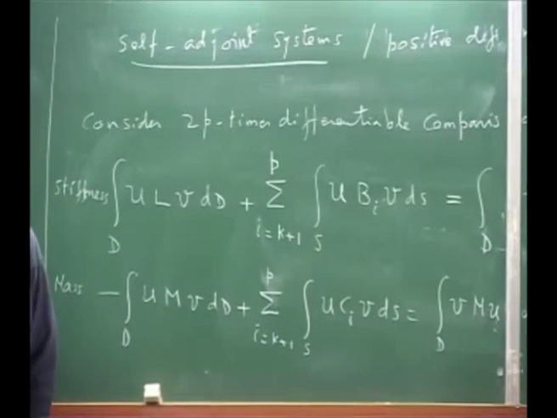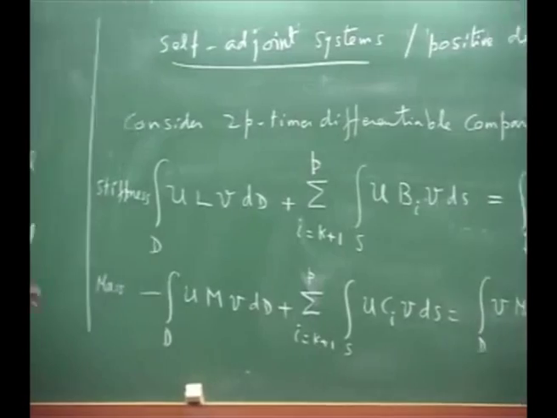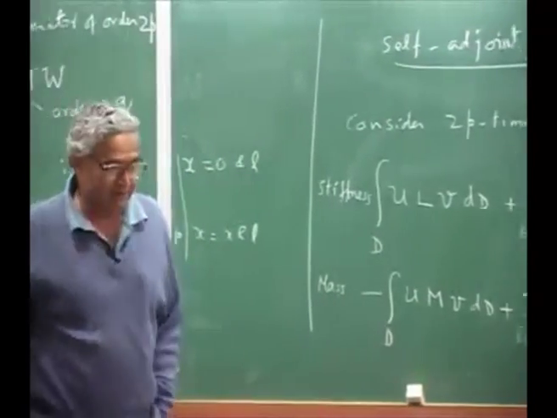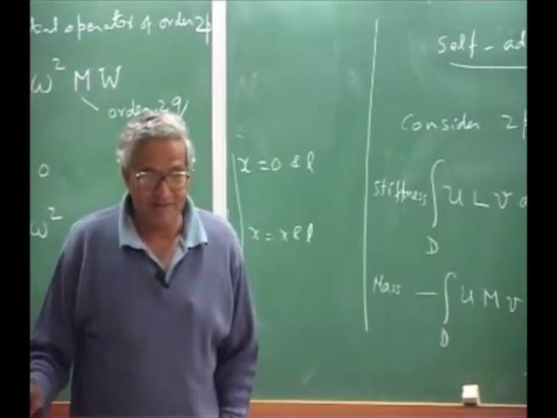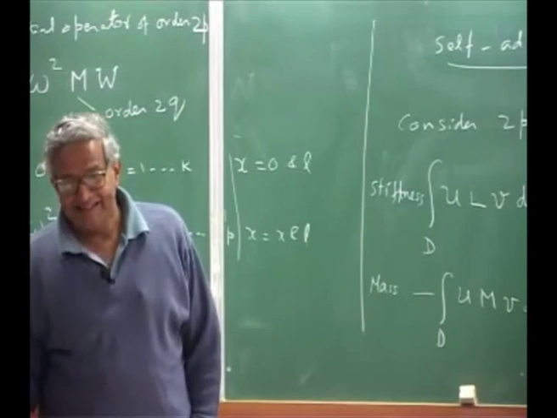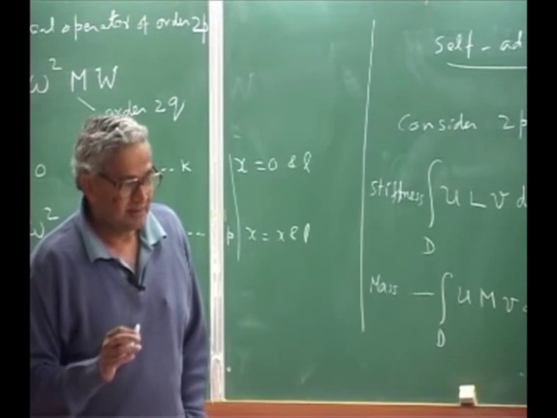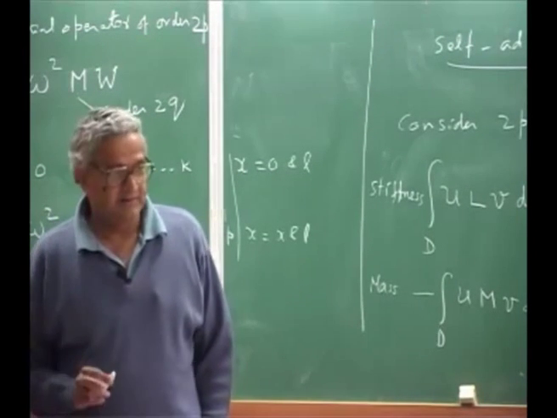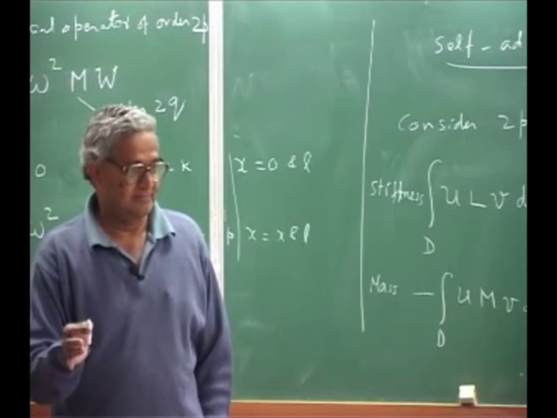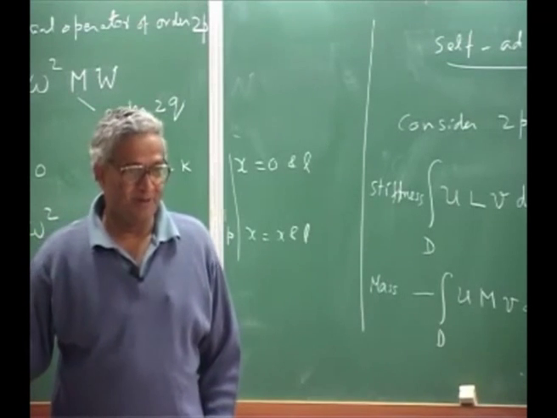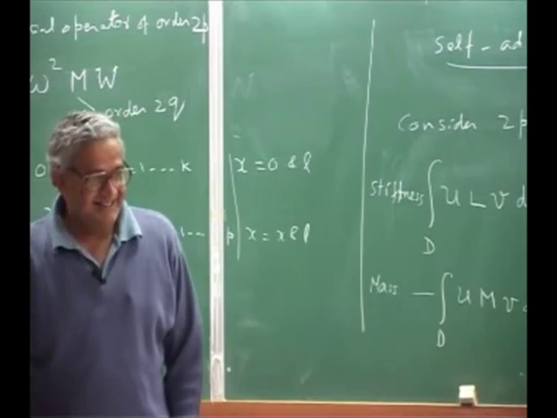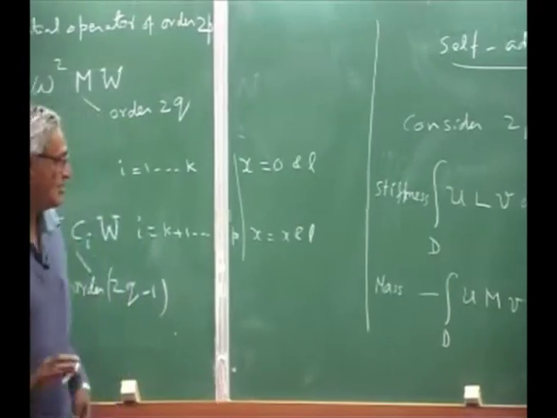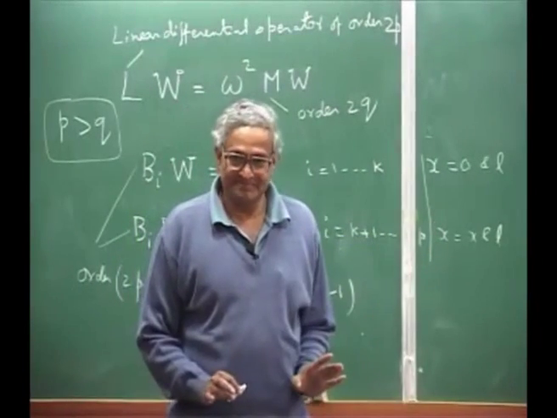Now the question is, if it is self-adjoint, you have a well-set procedure for obtaining the solution. But if it is non-self-adjoint, what do you do? That is another case, which we will talk about later. First we will consider only the self-adjoint part.